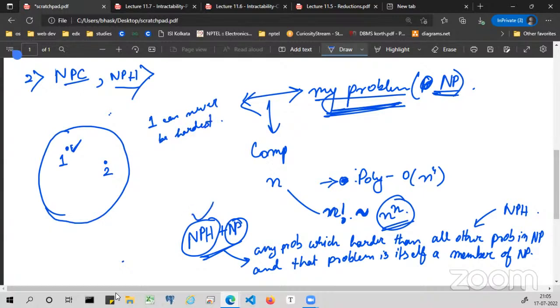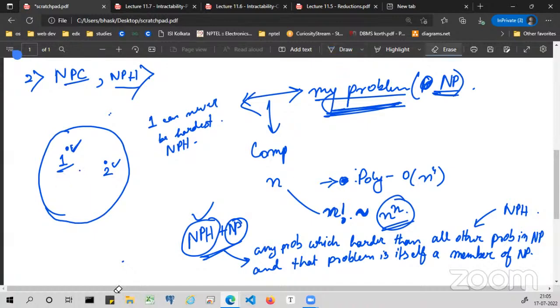What is the definition of NP hard? It is hardest of all, right? NP hard's definition is it should be harder than all other problems. So if 1 is less hard than 2, then 1 can never be NP hard. But 1 is NP, because it is taking exponential time. So basically, both are NP problems, but NP hard is the hardest of all.